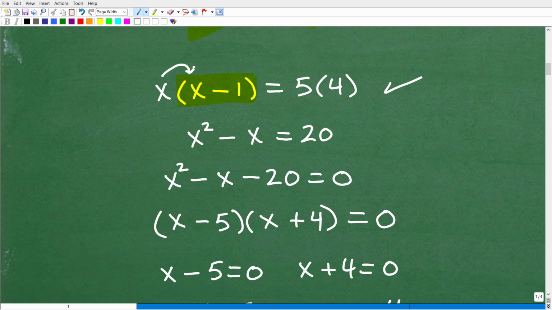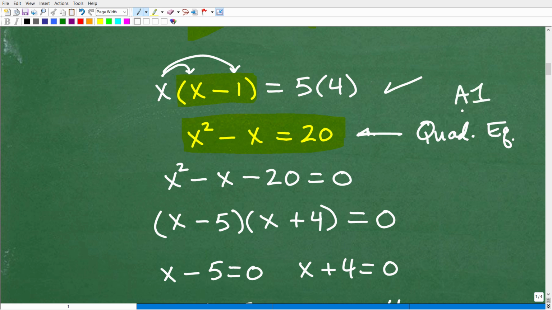So the first thing I'm going to do is multiply x, distribute it in here. I'm going to end up with x squared minus x is equal to 5 times 4, which of course is 20. Now, what type of equation is this? Well, this happens to be a quadratic equation. And you study quadratic equations in first year Algebra 1. So if you're in a first year algebra course, this is what you're going to learn.